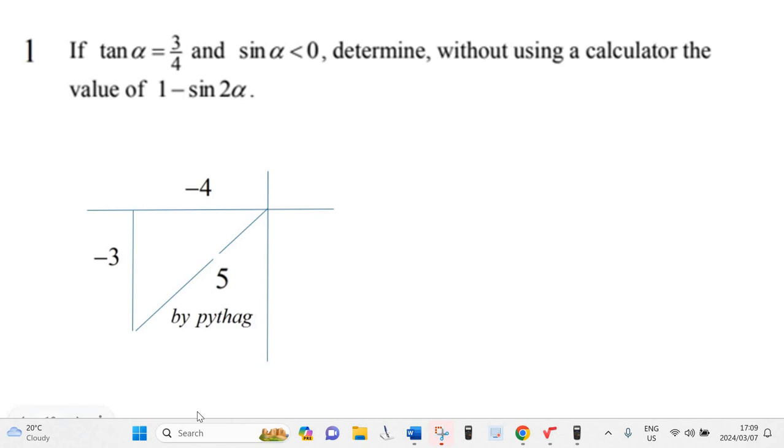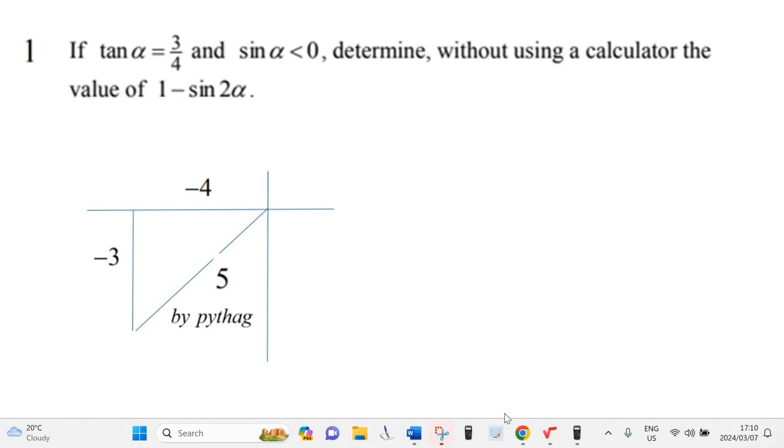Okay, let's try this exam question here. It's just some Pythag trig with a little bit of double angle grade 12 kind of trigonometry. So let's just try it. It says tangent alpha is equal to 3 over 4, but the sine of this angle alpha is less than 0. Well, before I draw all this, I have to figure out where I'm supposed to draw it. How would I do that?